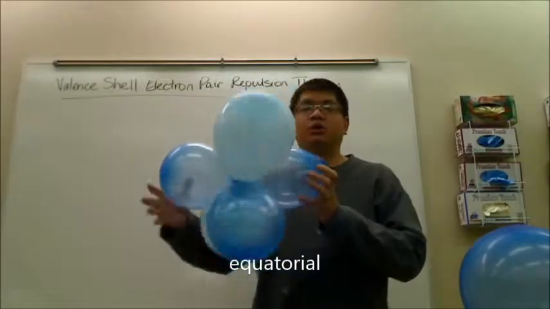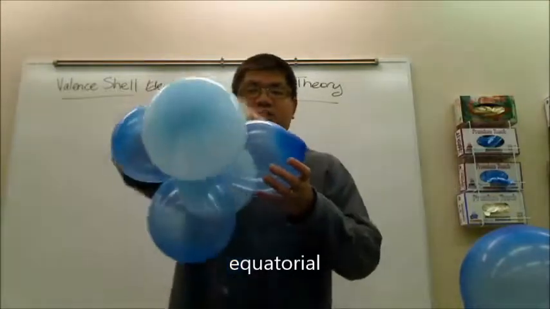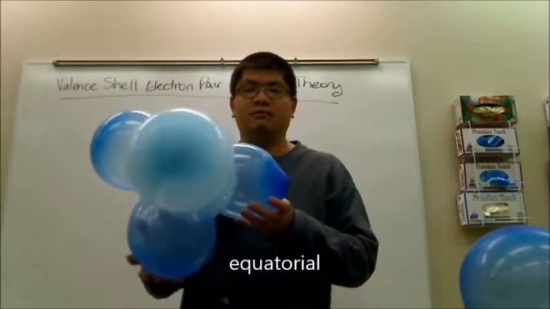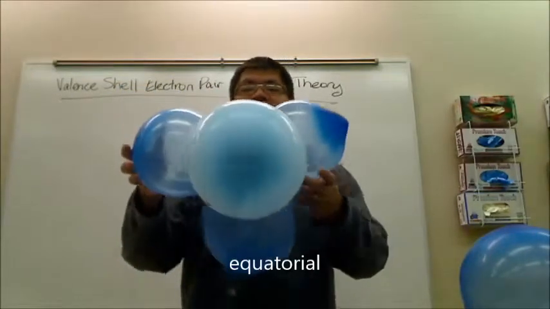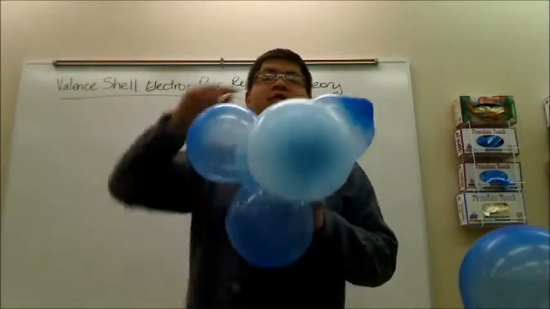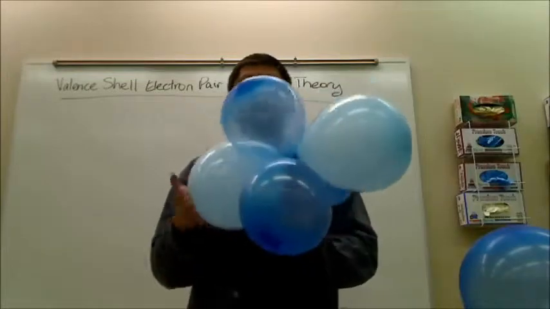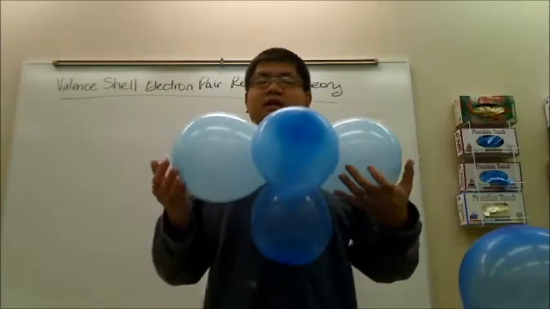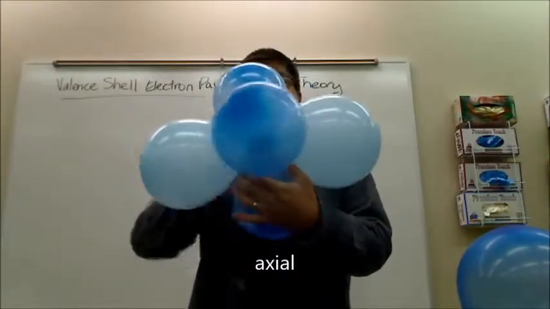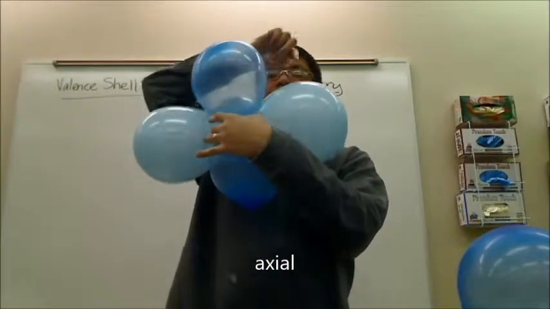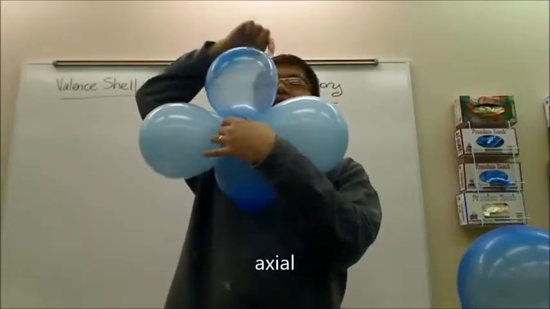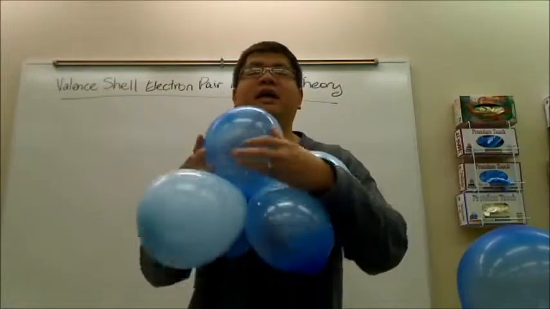I have the equatorial positions. If I look at this, I have these 3 in darker blue, and they're in a plane with each other, just like the trigonal planar shape, with a 120-degree angle between them. In turn, if I look here, I have 2 axial positions, and they form a 90-degree angle with those in the equatorial position.